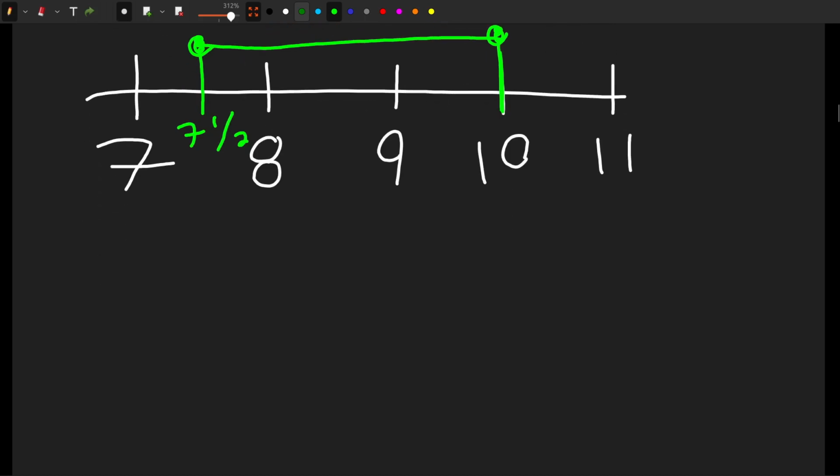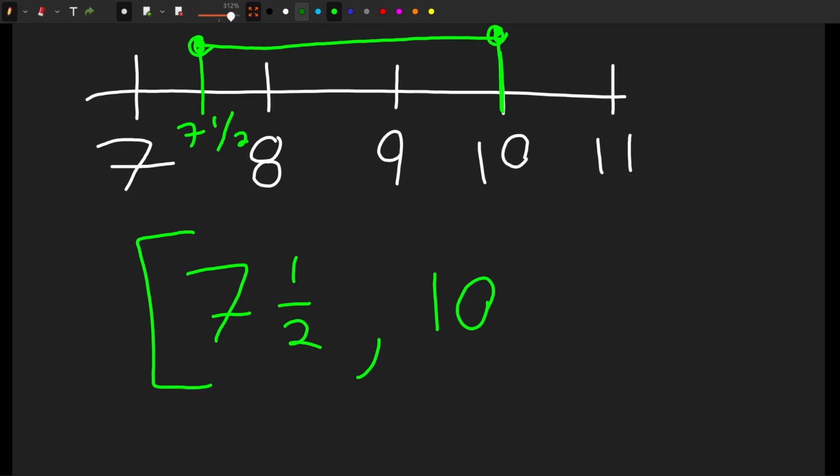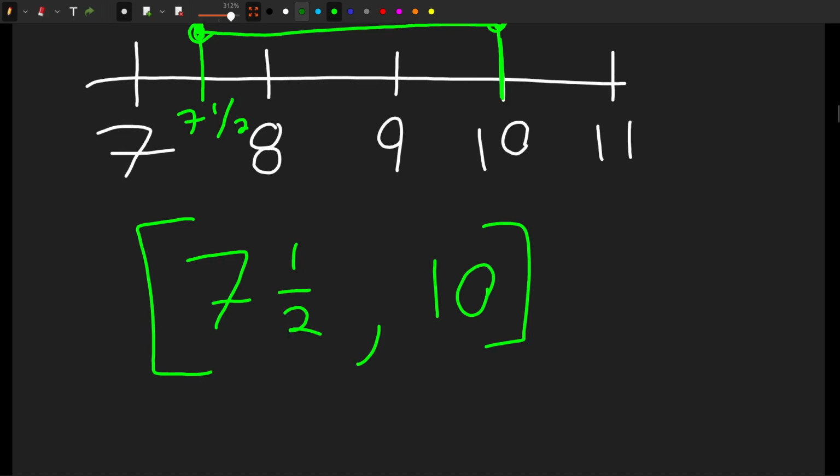So that is the number line notation. Now we'll do the interval notation. I'm going to have 7.5, which is my smallest number. 10 is my biggest number. And both of them have brackets because I can include both numbers. Okay. We'll move on to the 5th problem.